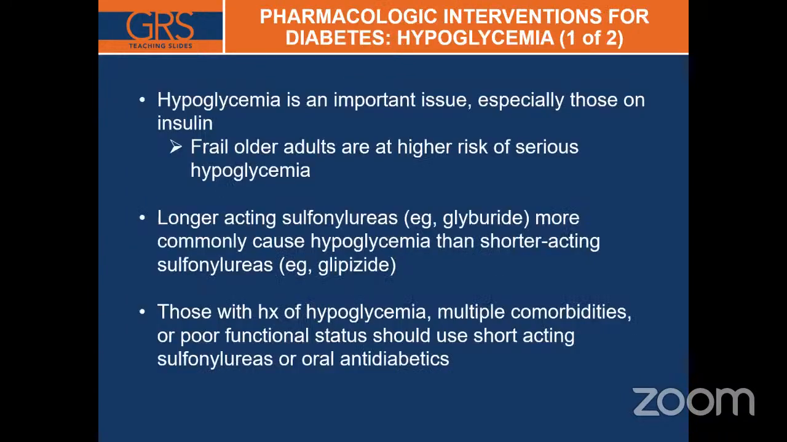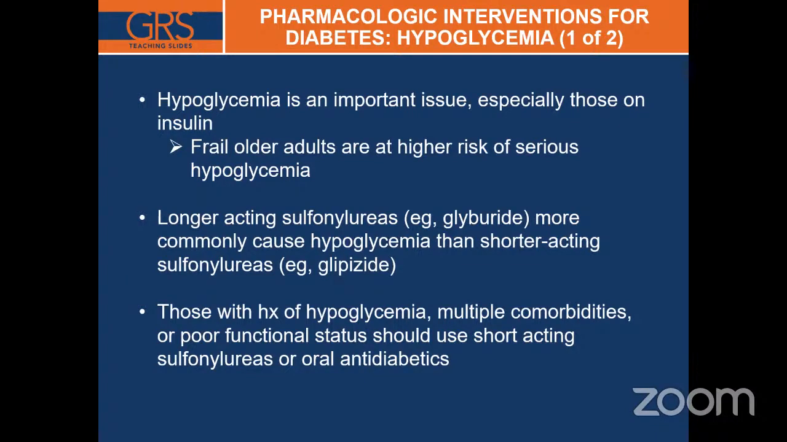Now, what could be the most important issue concerning the patients taking those, especially those who are on insulin? Hypoglycemia. Yes, there's a very high risk of this serious complication in frail older adults. Now, which agents are more likely to cause hypoglycemia?